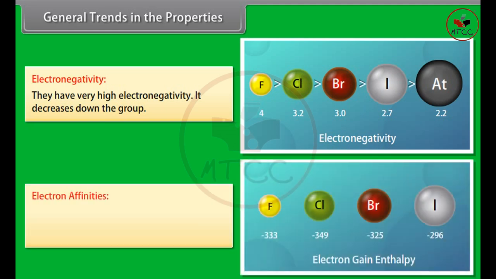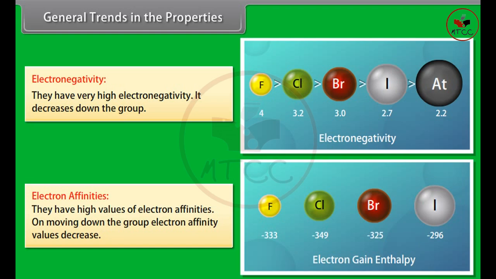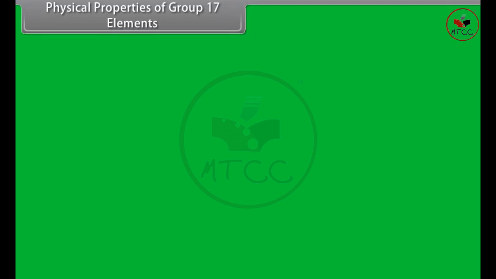Electron affinities. They have high values of electron affinities. On moving down the group, electron affinity values decrease because size of the atom increases. A low value of electron affinity for fluorine is due to the small size of fluorine atom. In a compact 2p subshell of fluorine, the added electron does not feel much attraction, resulting in low value of electron affinity.